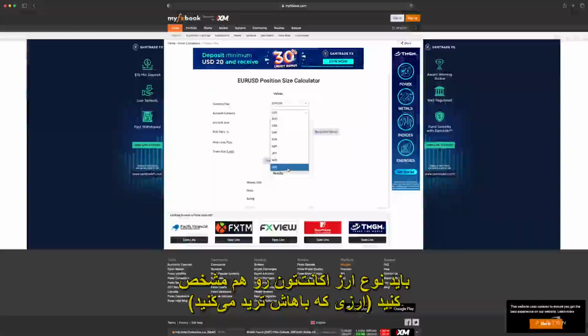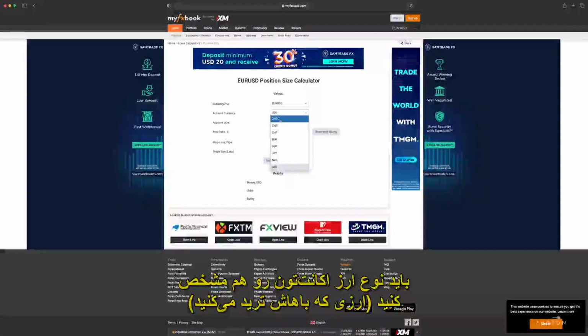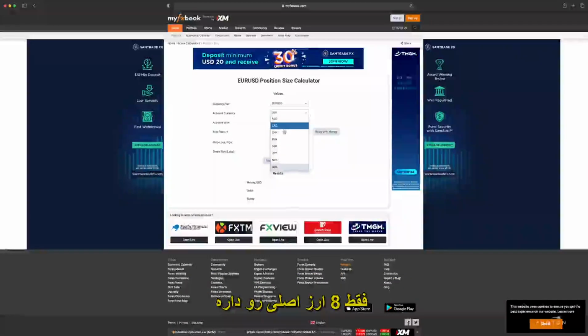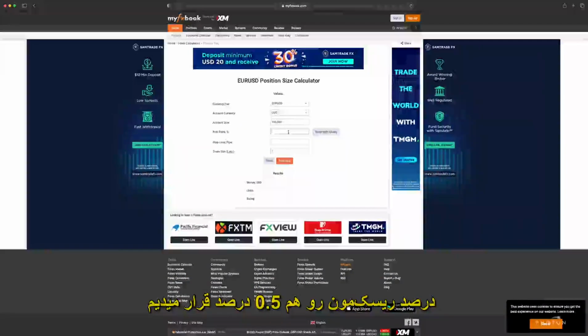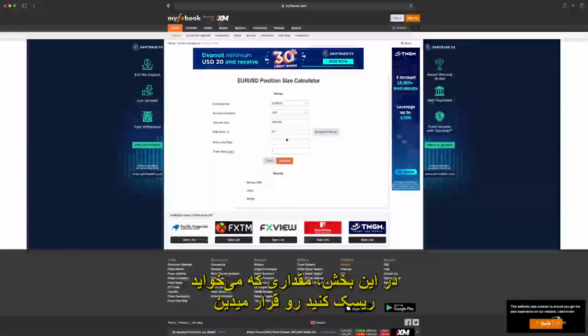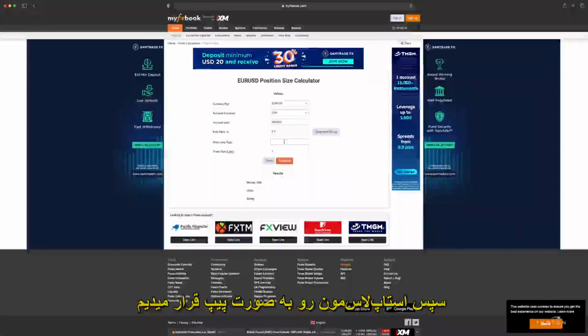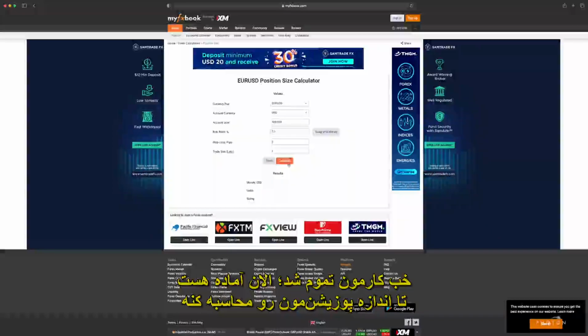And then you need to put in the currency that your account is denominated in. It only does the major 8 currencies here. But let's say we have a US dollar account, and then let's say we have a $100,000 account. And then let's say we just want to risk 0.5%. So you just put in your risk ratio, however much you want to risk, and then our stop loss size in pips. And then that's it. It basically just calculates your position size when you click calculate.